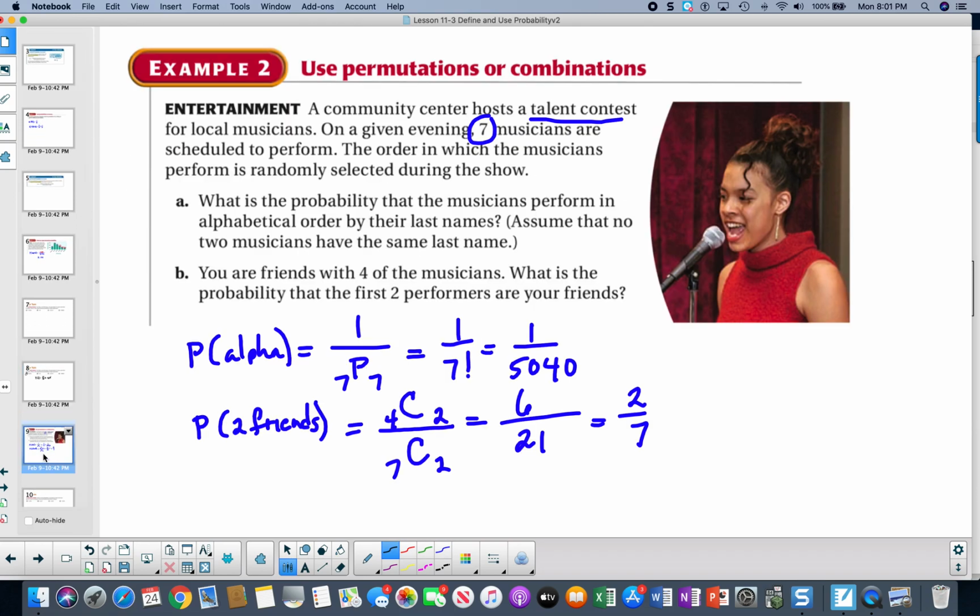Let's take a look at using permutations or combinations in a probability. The first one says, what is the probability that the musicians perform in alphabetical order by their last names? Now remember, there are 7 musicians.